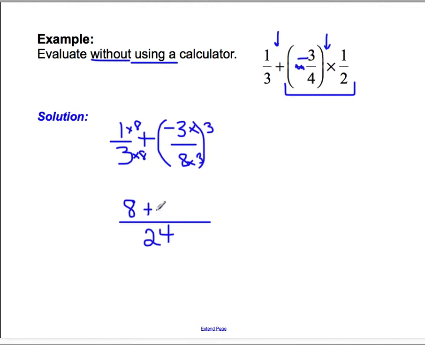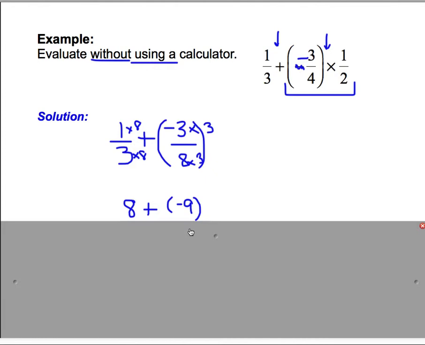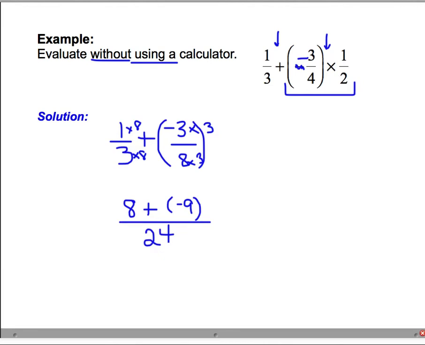So I go plus negative 9. Now, if you remember, I'm going to put in my screen shade. Now I can cover this up and just say I'm going 8 right and 9 left. So I know I'm at negative 1, and I don't forget my denominator. So negative 1 over 24. So I do my multiplication first, and then I do my addition.